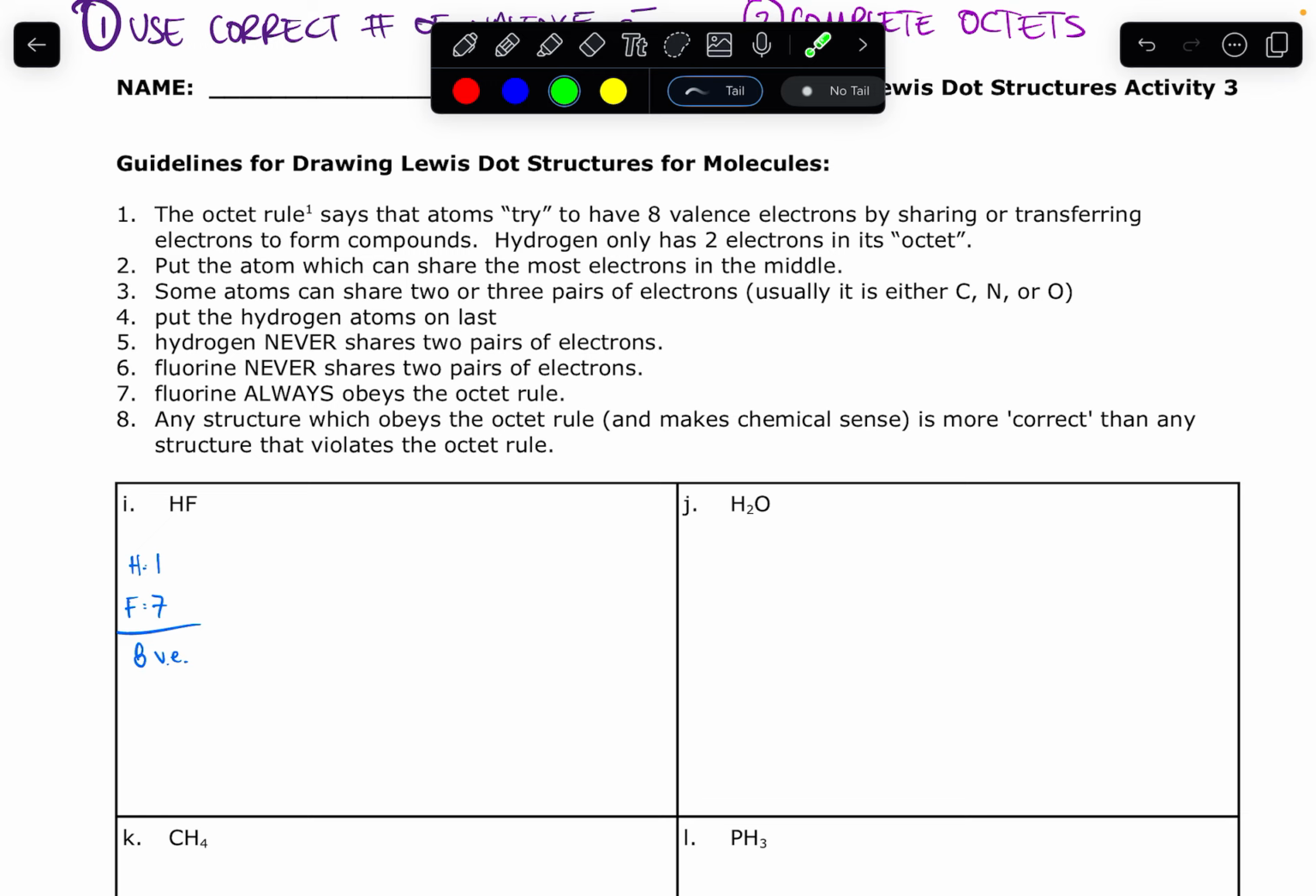Step 2 says to put the least electronegative atom in the center. Hopefully you remember your electronegativity trends. Electronegativity increases as we move up and to the right on the periodic table. All right, there is one exception to this rule. The exception is hydrogen never goes in the center. All that means is I'm going to start my compound with fluorine because hydrogen always goes on last. All right, so our next step is to put our hydrogen on there.